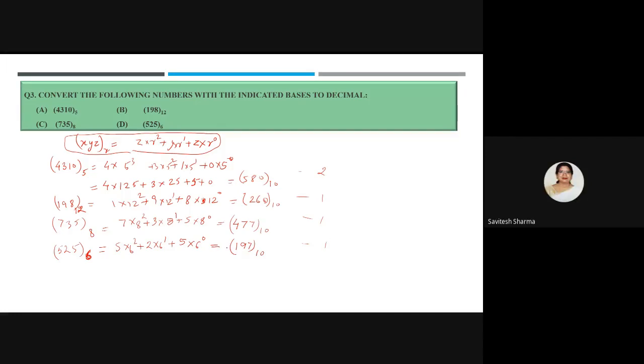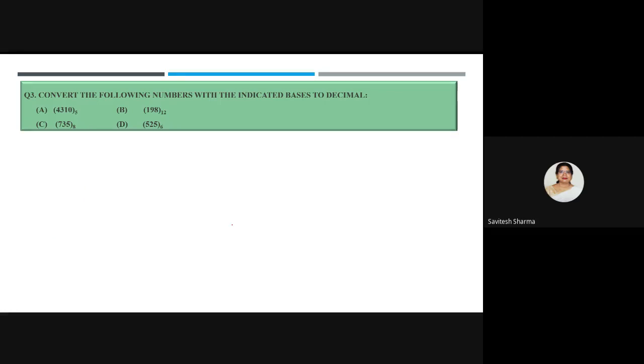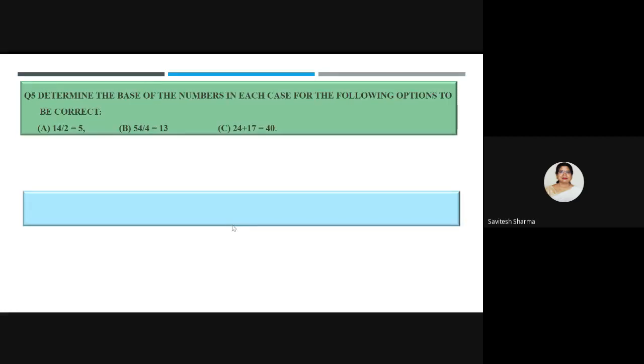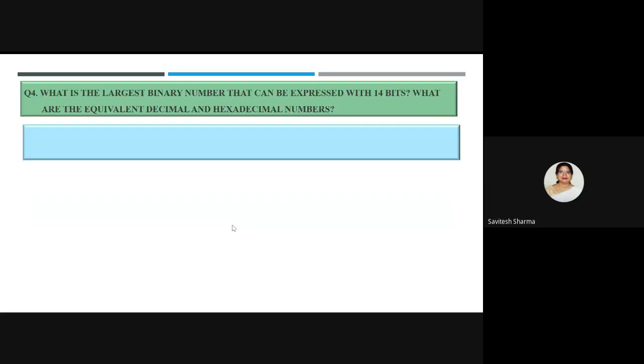Now come to the next question. Question number 4, the numbering is wrong but this is okay. What is the largest binary number that can be expressed with 14 bits? So this was the question.